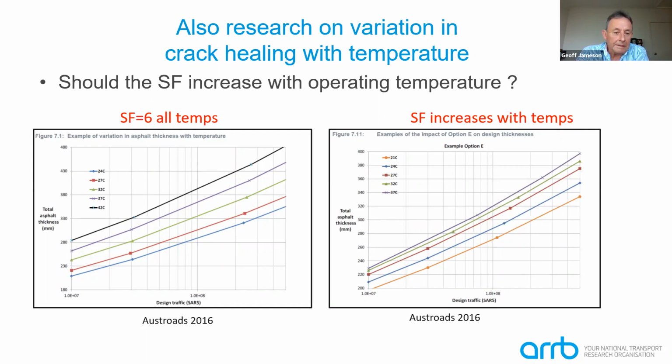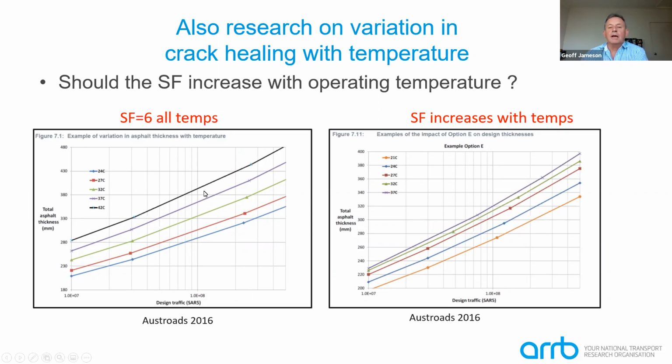For example, at 42 degrees, for a design traffic loading of 10 to the 8, you might need a thickness of about 380 millimeters. Whereas at a temperature of 24 degrees here in Melbourne, the required thickness is about 100 millimeters less. So a dramatic difference with temperature.